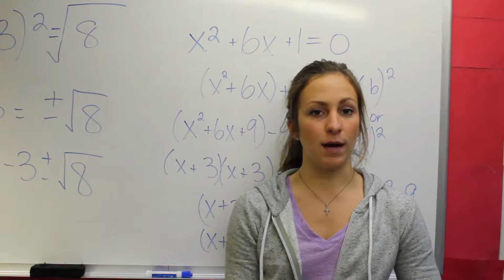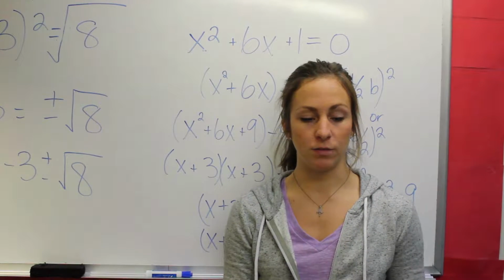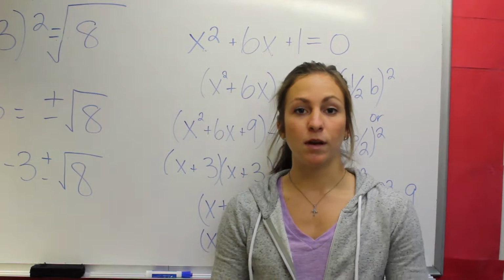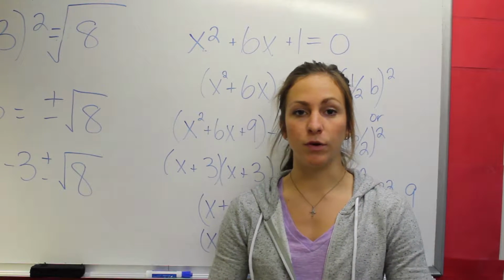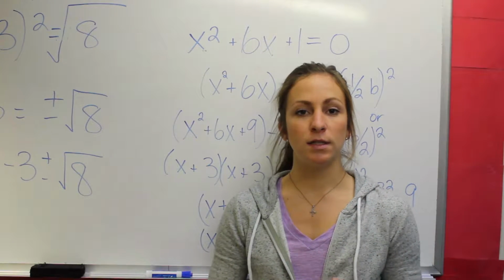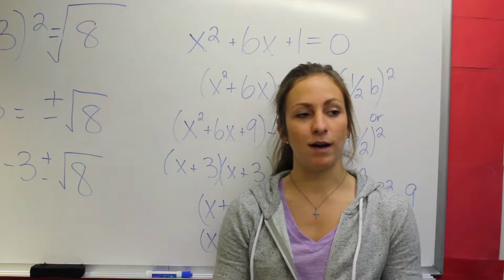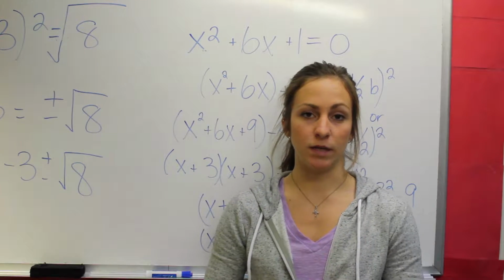In order to complete a square, we have to have a constant that is a perfect square. What is a perfect square? A perfect square is a number that you can take the square root of and end up with a whole number. 16, 36, 25, and 100 are examples of perfect squares.